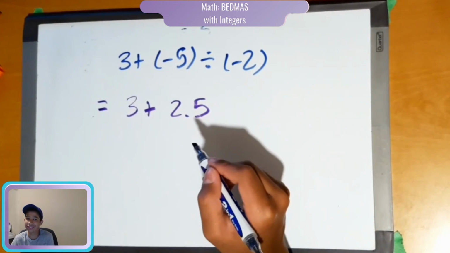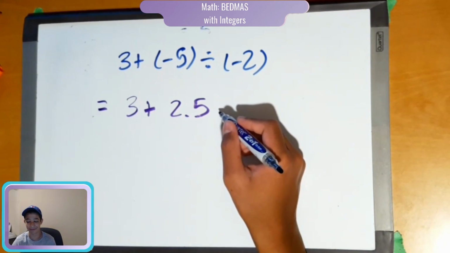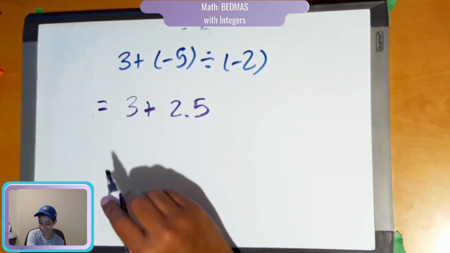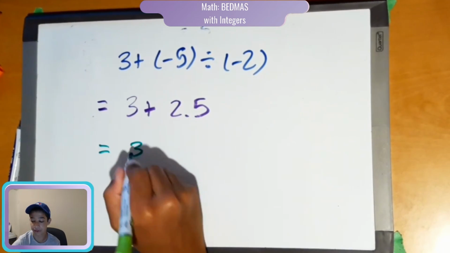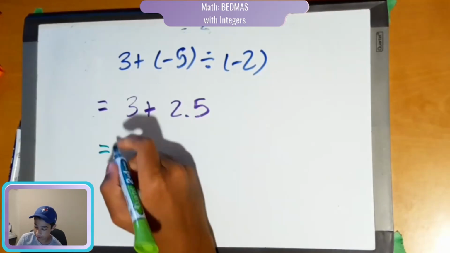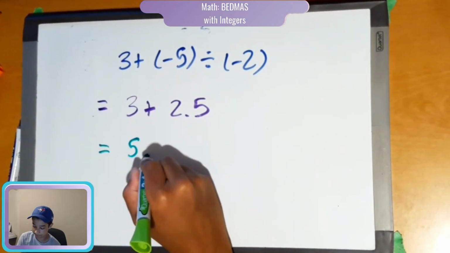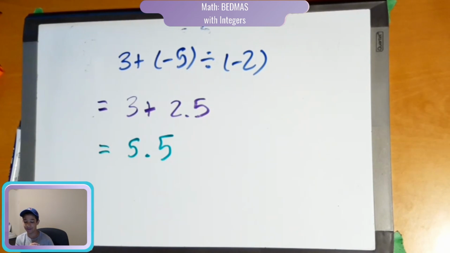And this isn't even an integer anymore, because an integer has to be a whole number. So this doesn't even work, but I'll show you. 3 plus 2.5 is going to be 5.5. And there is a difference between 5.5 and 1, believe it or not.